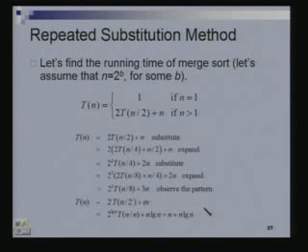Everyone understands this? It is a very simple recurrence, and you can just solve this using repeated substitution. Okay. Now, if you are understanding this, let me ask you a question.